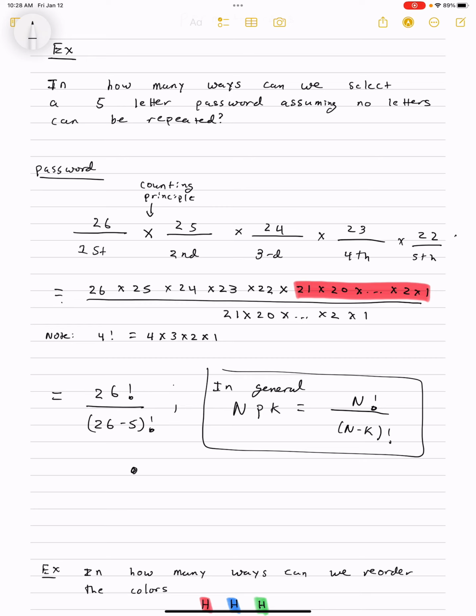I also want to mention that for a permutation, order matters. Okay. So for example, the password A, B, C, D, E is different from B, A, C, D, E, the one where the first 2 letters are interchanged. Okay. So that's an important fact about permutations.